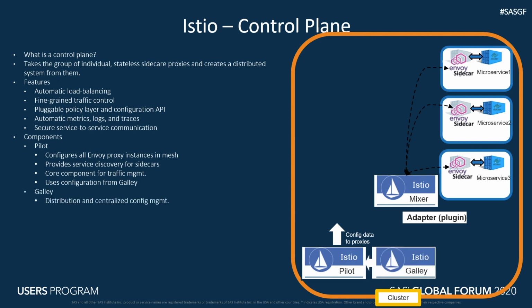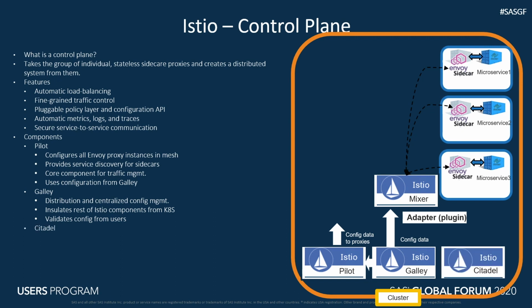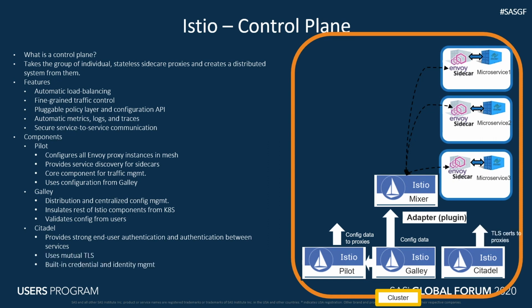Galley, which handles distribution and centralized configuration management, installs the rest of the Istio components from Kubernetes, and validates config from the users. Then there's Citadel, which is the security piece of it, providing strong end-user authentication between services using mutual TLS. It has built-in credential and identity management as well.